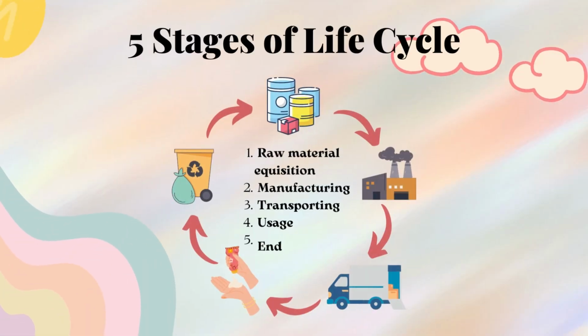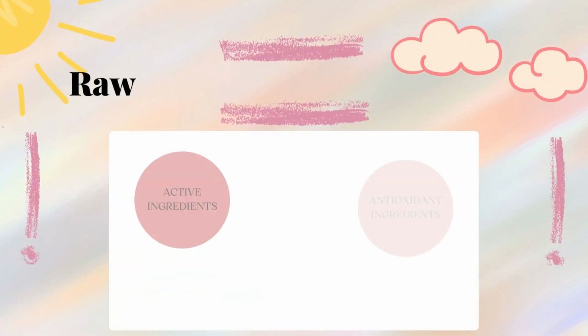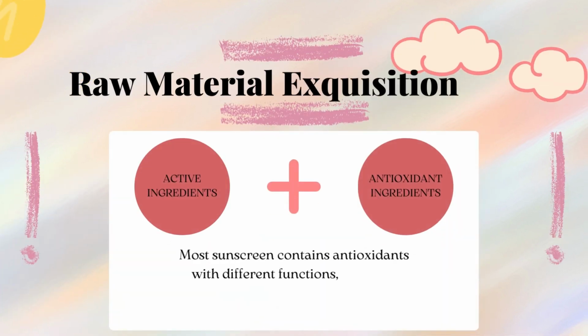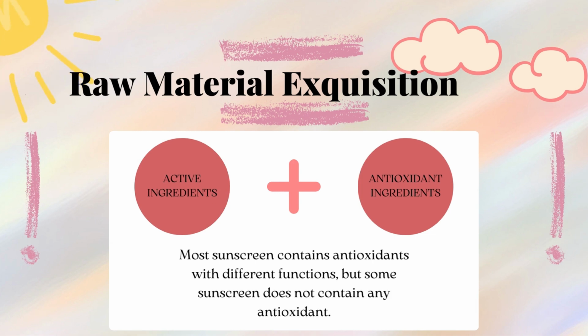There are 5 stages of the life cycle: raw material acquisition, manufacturing, transporting, usage, and lastly its end of life. In the raw material acquisition stage, sunscreen requires active ingredients and antioxidant ingredients. Most sunscreen contains antioxidants with different functions, but some sunscreen does not contain any antioxidant.